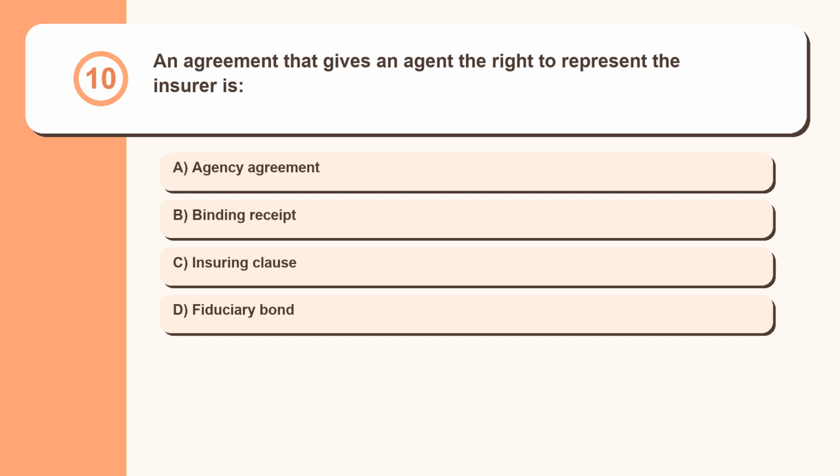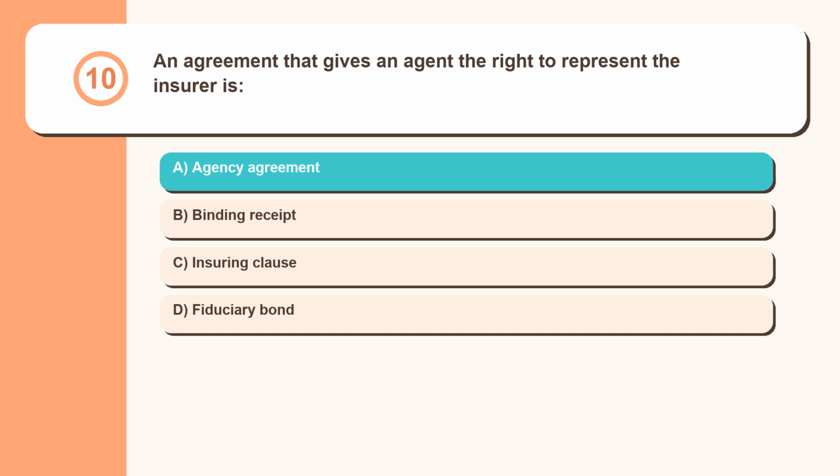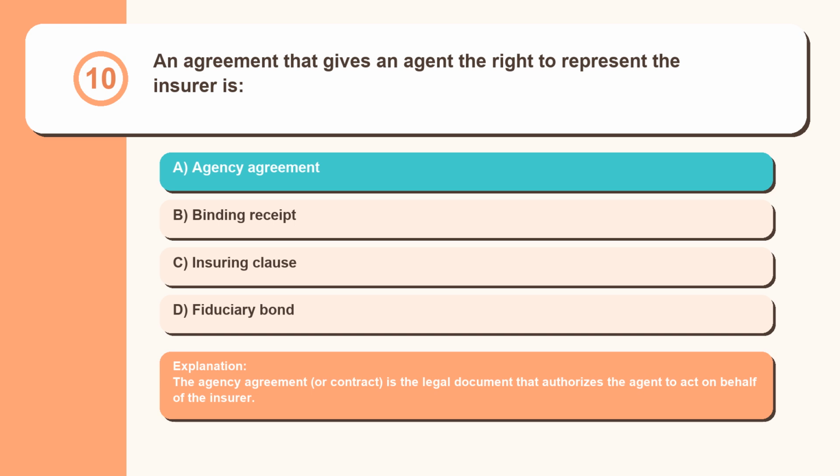Question 10. An agreement that gives an agent the right to represent the insurer is the: agency agreement, binding receipt, insuring clause, fiduciary bond. The agency agreement, or contract, is the legal document that authorizes the agent to act on behalf of the insurer.